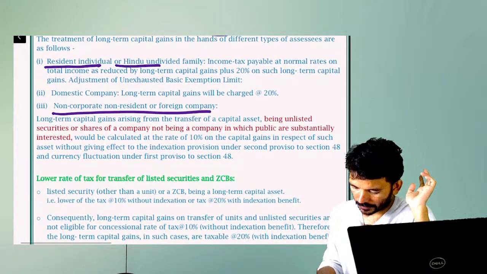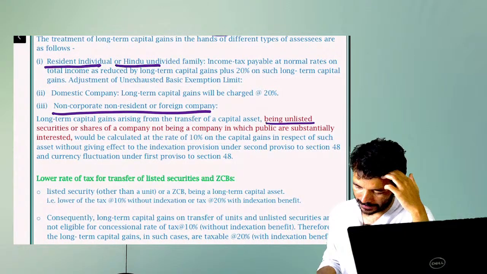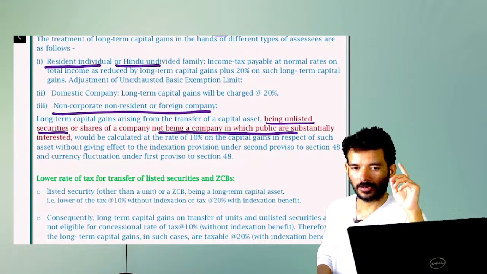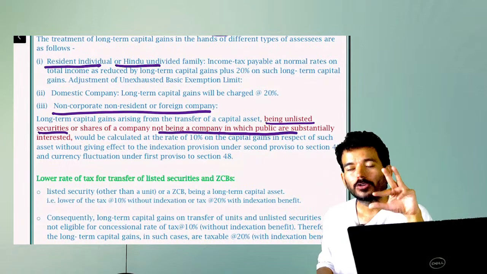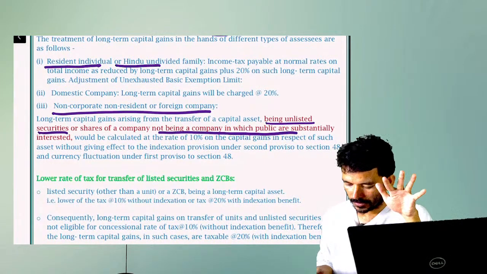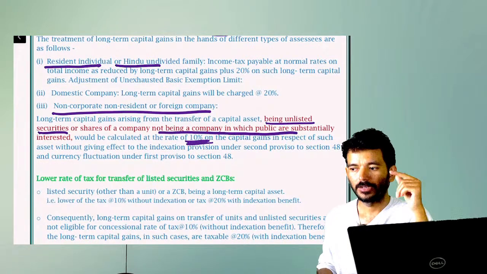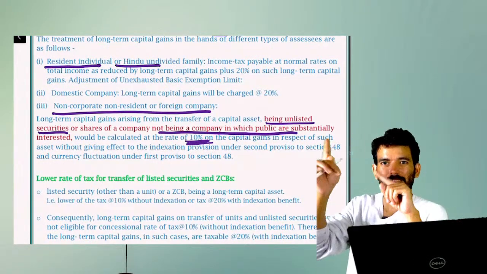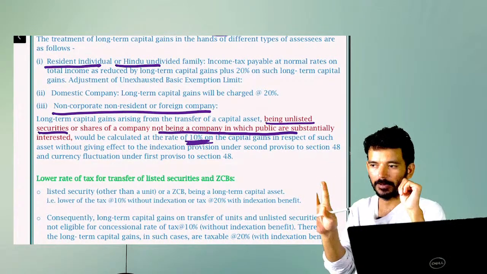For foreigners, they will be paying if it is unlisted securities or a company in which the public are not substantially interested, like closely held companies. Non-residents investing in unlisted shares or closely held companies will be charged at 10% without any indexation, and they will also not have the foreign currency fluctuation provision we discussed. That provision is not applicable to them.